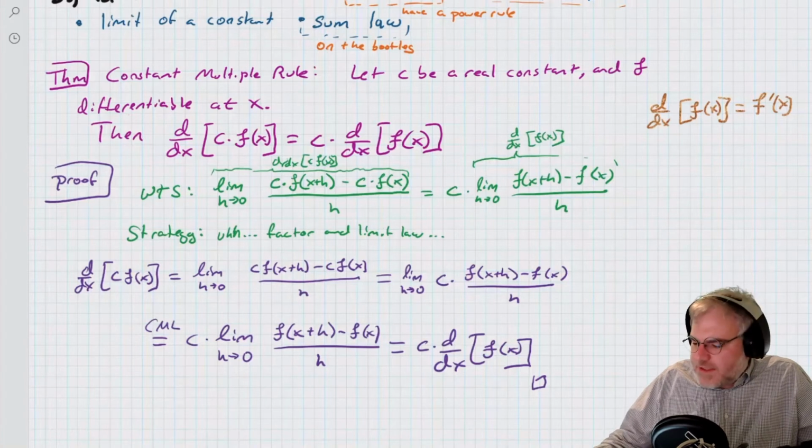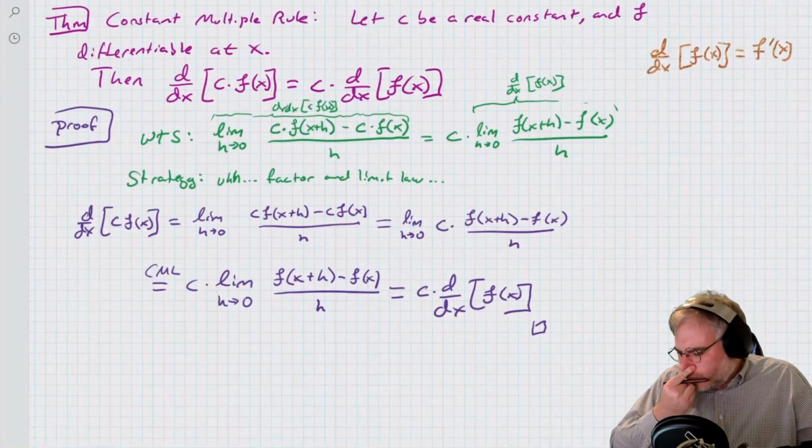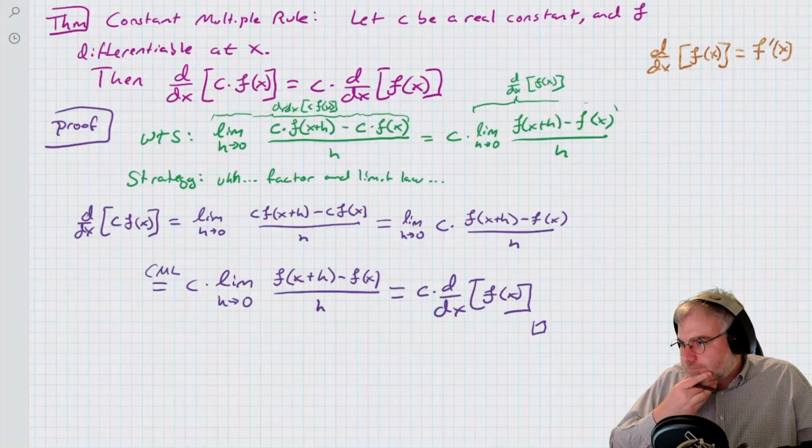So the important thing is I have to know what I'm matching. You want this thing right here, which is the same thing as f prime of x, to be on the right, with the c outside of it. Okay.